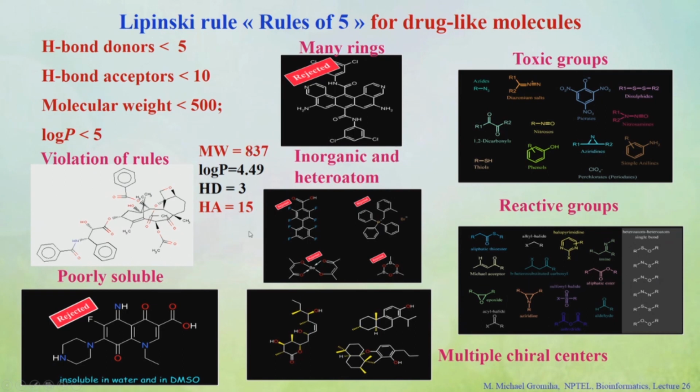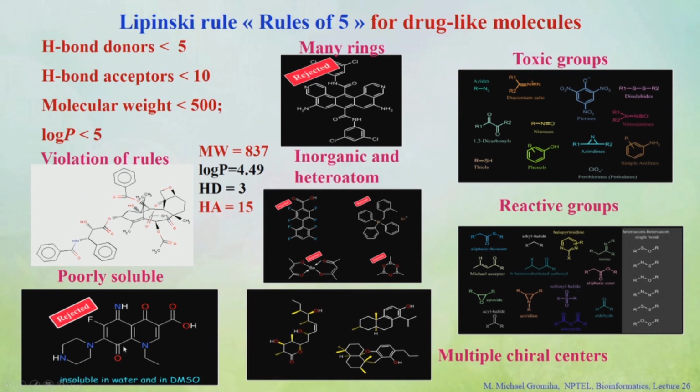What is the Lipinski's rule of 5? Molecular weight should be less than 500. Hydrogen bond acceptor should be less than 10. And donor should be less than 5. And the log P, the partition coefficient, should be less than 5. So, here if you see compound number 1, the molecular weight is 837 and hydrogen bond acceptor is 15. So, in this case it violated two aspects. So, this may not be a drug like molecule.